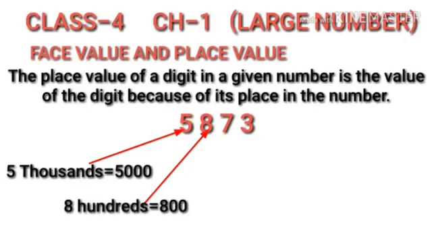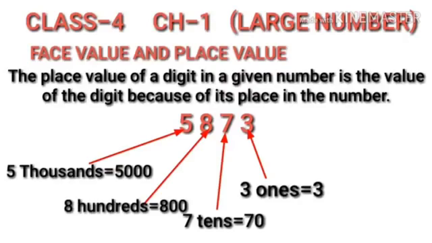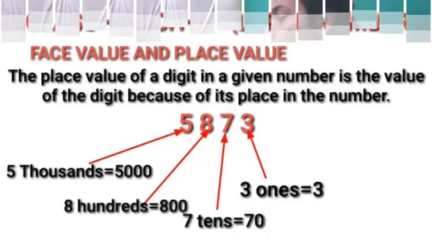If we talk about the other digit, that is 7, the place value of 7 is 7 tens, since it is on the tens place. Now the last digit is 3, that is on the ones place, so the place value of 3 here is 3 ones, that is equal to 3. So the different place values of the number are 5000, 800, 70 and 3.